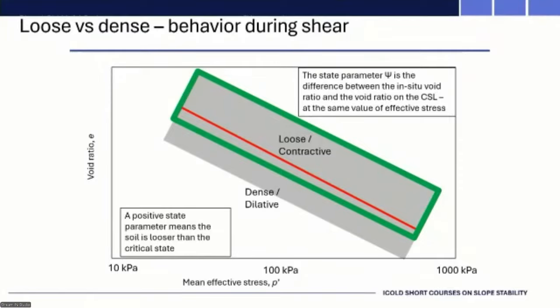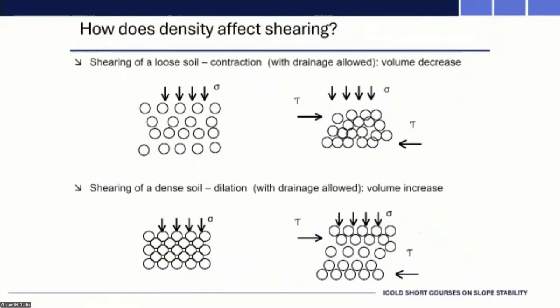So, again, just in summary, positive state parameter is where you don't want to be. That's the bad news. Now, step back again, maybe some simplistic explanations of how density affects shearing. So you've got a couple of sketches there. The one on the left is physically impossible. Top left, because the particles are not in contact.